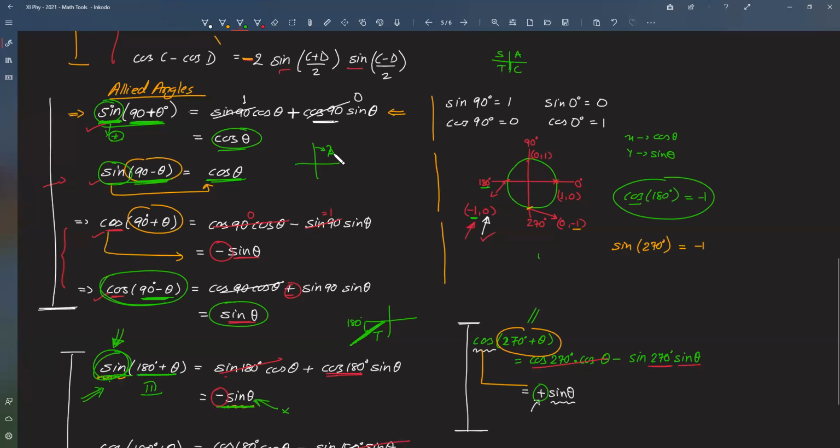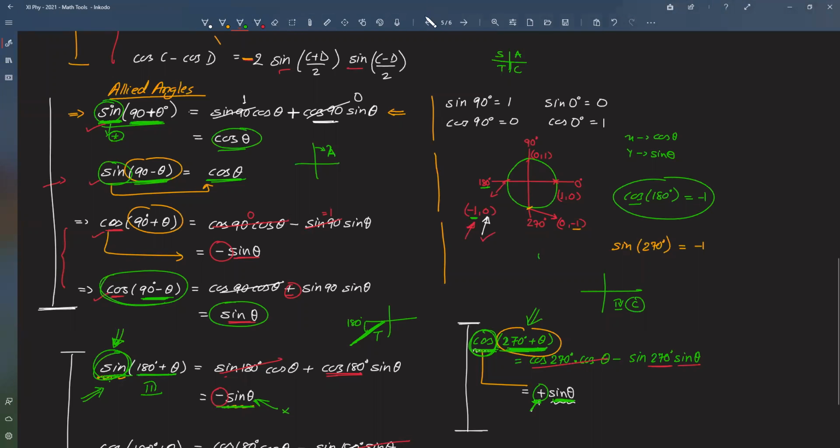See here, 270 plus theta. 270 plus theta means this quadrant, that is the fourth quadrant. In the fourth quadrant, cos is positive. So whatever value you get here, it doesn't matter. Originally it is cos. Cos in which quadrant? Fourth quadrant. So cos in the fourth quadrant will be positive.